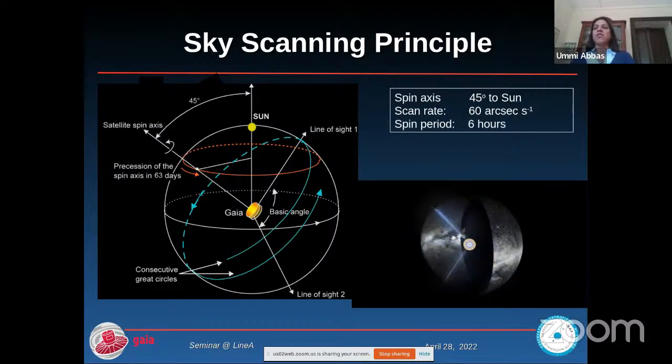And so as the mission goes on, you have the accumulation of more and more observations and more precision as we go through and produce the next catalogs and the next data releases.